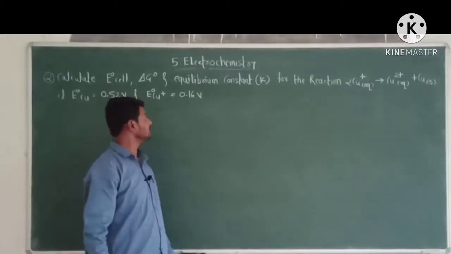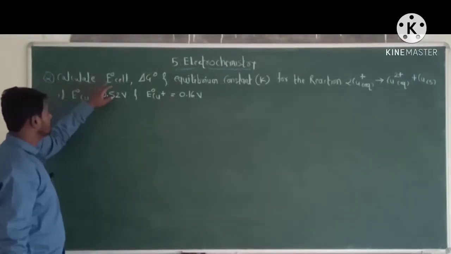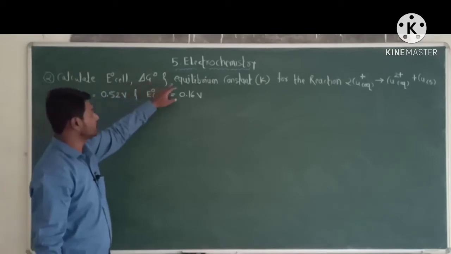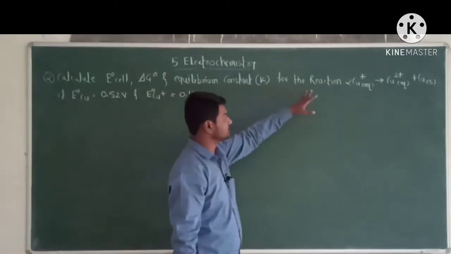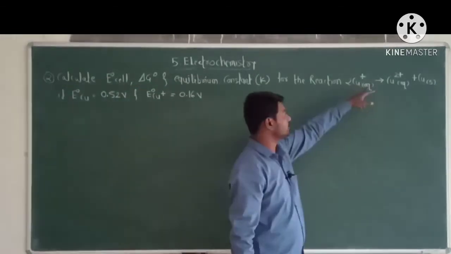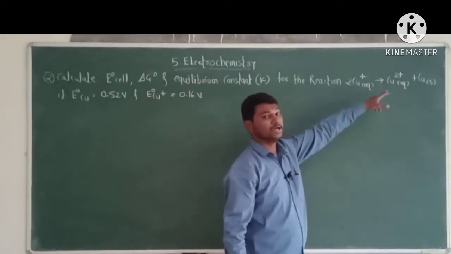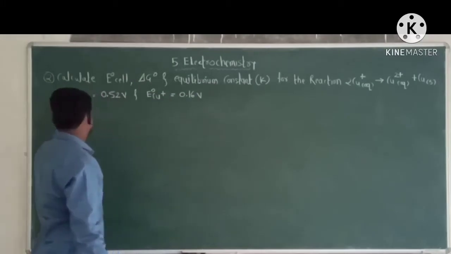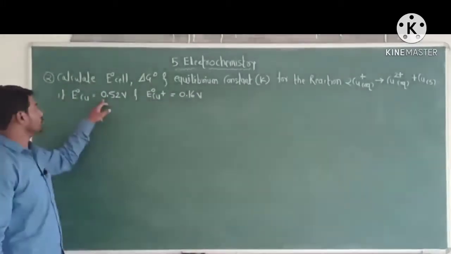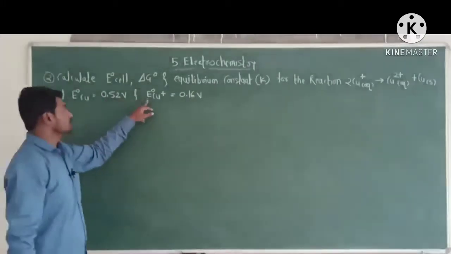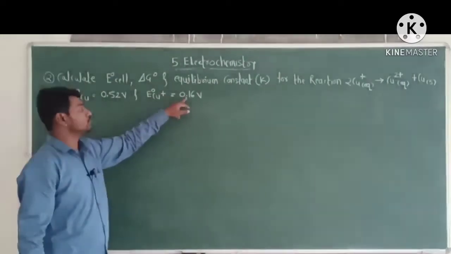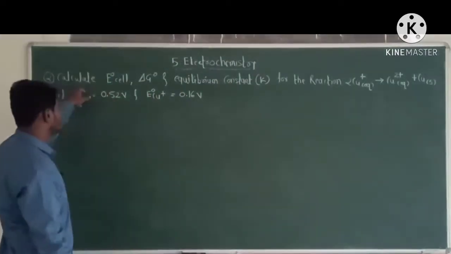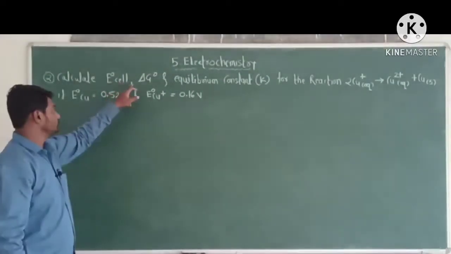Now the next numerical is to calculate the E0 cell, delta G0 and equilibrium constant K for the reaction, that is 2Cu+ aqueous gives Cu2+ aqueous plus Cu solid, if E0 Cu is equal to 0.52 volt and E0 Cu+ is equal to 0.16 volt.